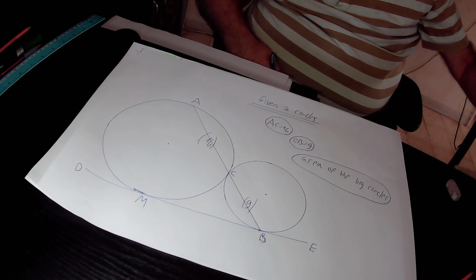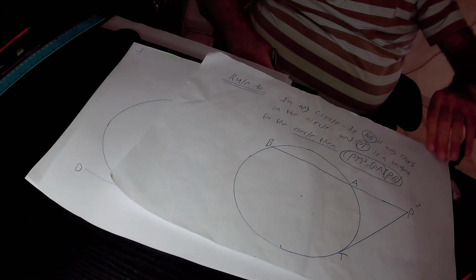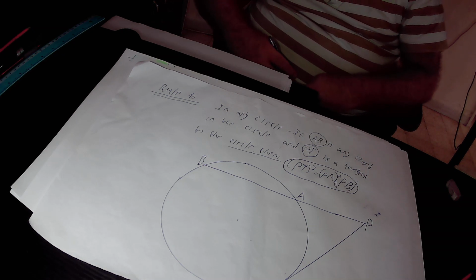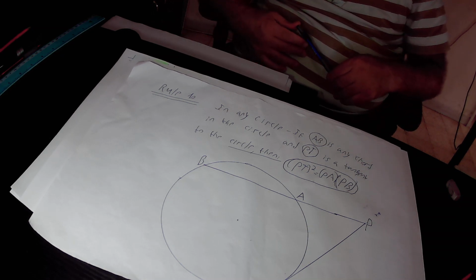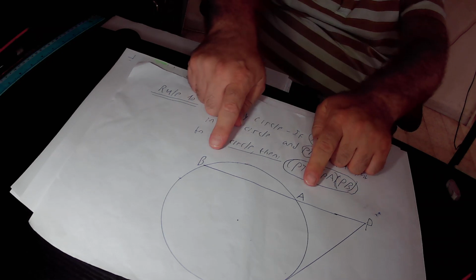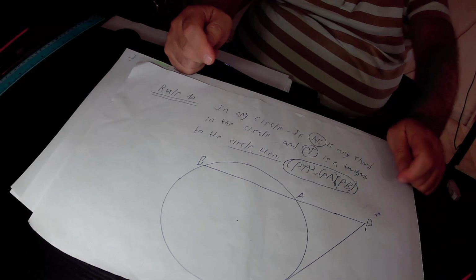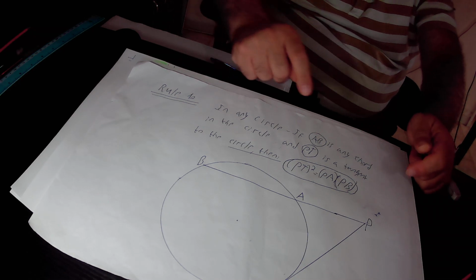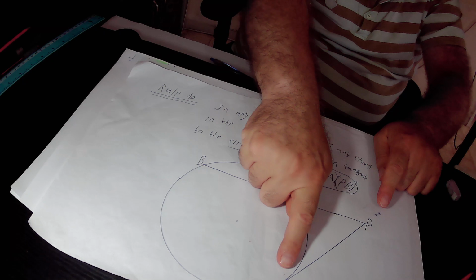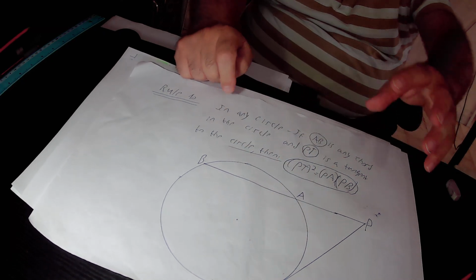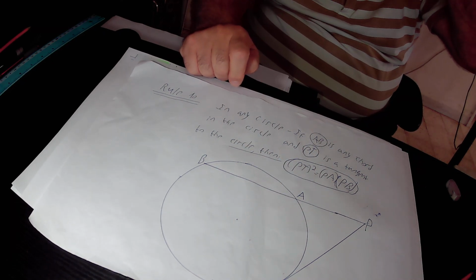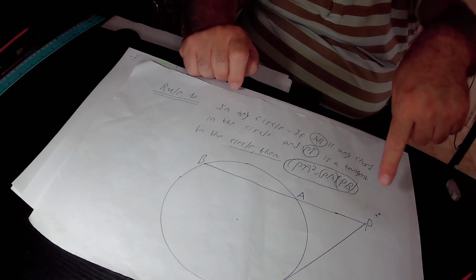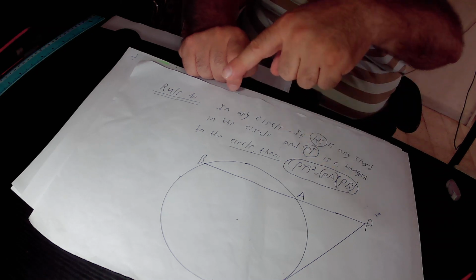So I'll repeat quickly Rule 10. Rule 10 is true in any circle. So in any circle, if AB is any chord, AB is a chord of this circle, and PT is tangent to this circle at point T. So in this drawing, the following equation is true: PT square equals PA times PB. Again, PT square equals PA times PB.